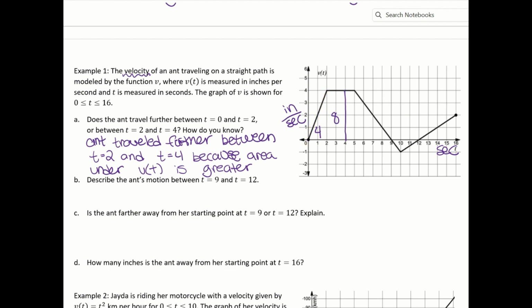Describe the ant's motion between 9 and 12. So between 9 and 12, what is the ant doing? The ant is losing inches per second because it's negative. So how do you lose inches per second? The ant is walking backward.